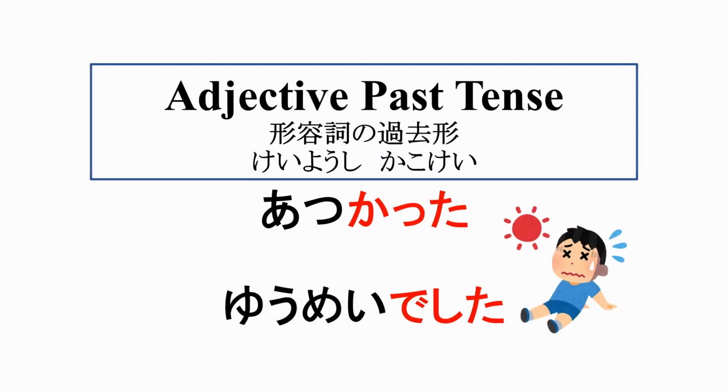This lecture provides a comprehensive overview of how to express the past tense of adjectives in Japanese. It is designed for English-speaking learners of Japanese and includes clear explanations and examples to facilitate understanding. This lecture will cover the conjugation rules and practical usage of adjective past tense forms.